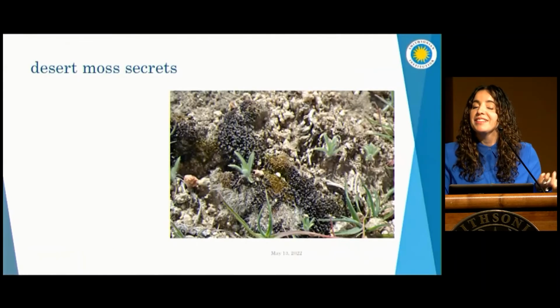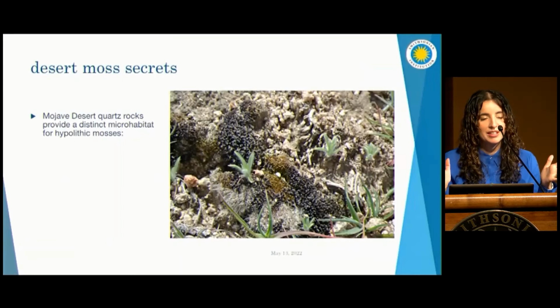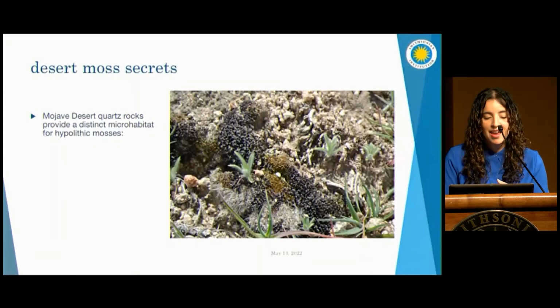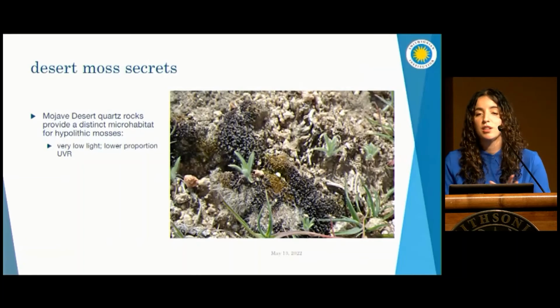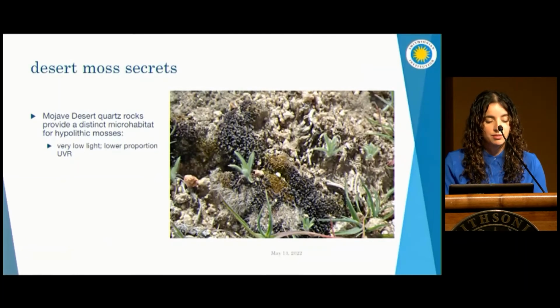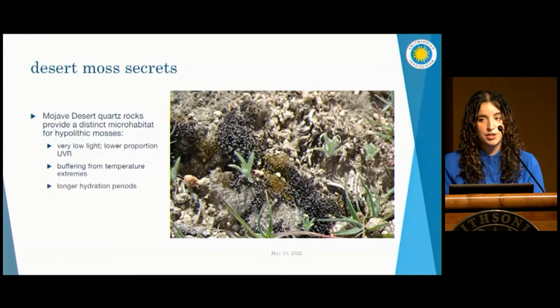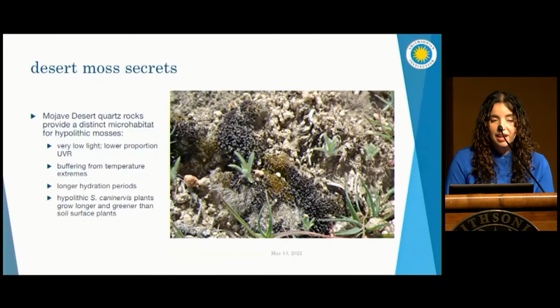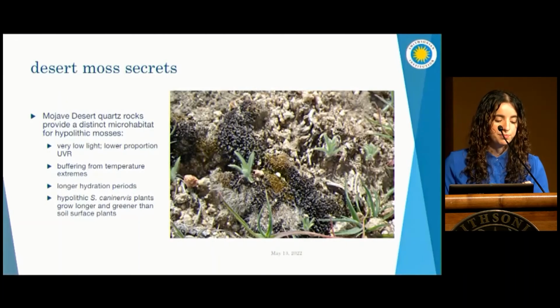That was maybe a lot, so I'll summarize a bit here, and the things that we learned and some takeaways. Mojave Desert quartz rocks provide a distinct microhabitat for hypolithic mosses that has very low light and a lower proportion of ultraviolet radiation, has buffering from extreme temperatures and longer hydration periods. And hypolithic Syntrichia caninervis plants grow longer and greener than soil surface plants.